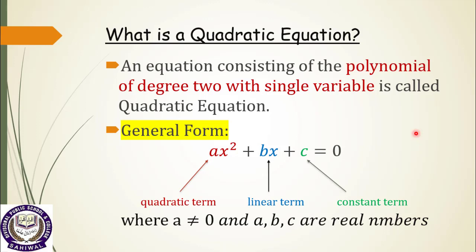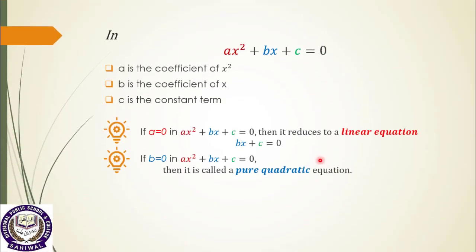The general form to describe a quadratic equation is ax² + bx + c = 0. In this equation, ax² is called the quadratic term, bx is the linear term, and c is the constant term. Here, a should not be equal to 0, and a, b and c are real numbers. a is called the coefficient of x², b is called the coefficient of x, and c is the constant term.